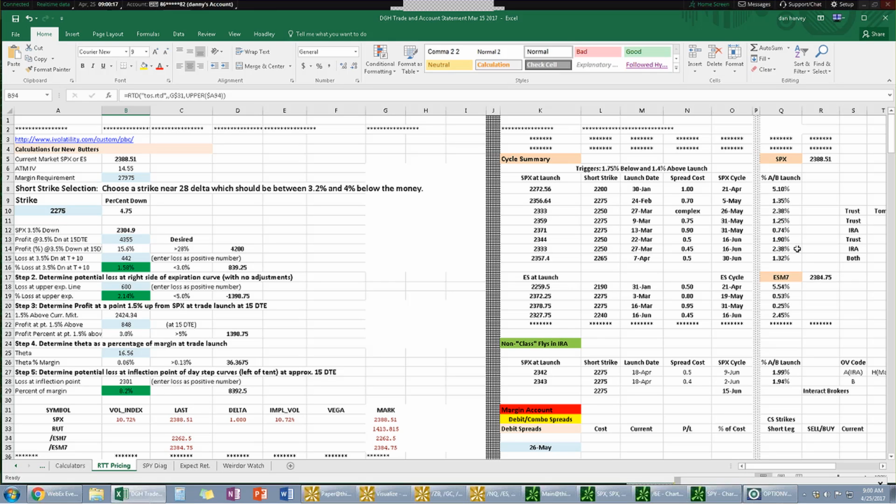We're up 2.38% from where we started. So you've got to protect the overall position by getting the right side of that curve up, and that is kind of a critical thing.